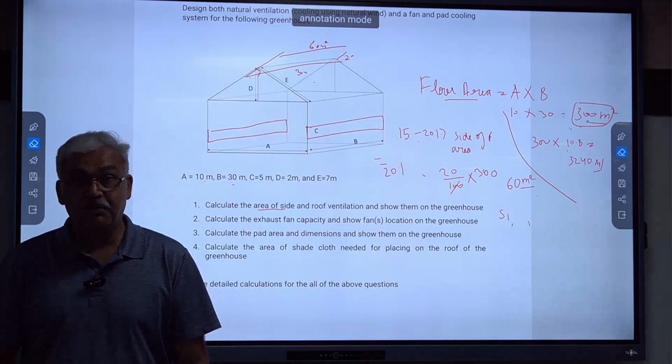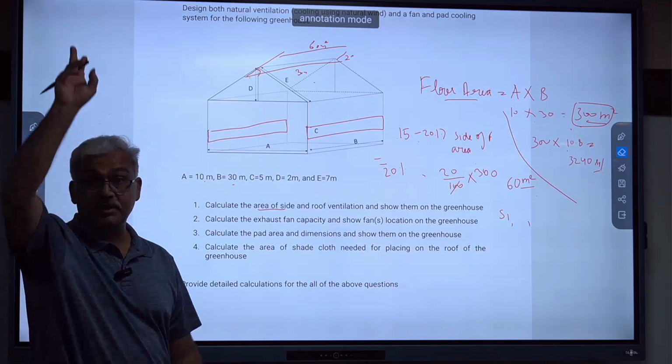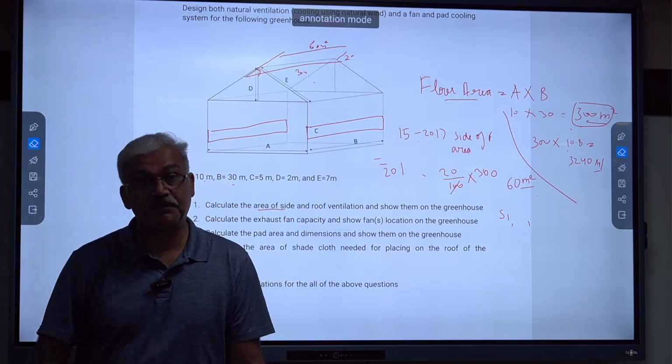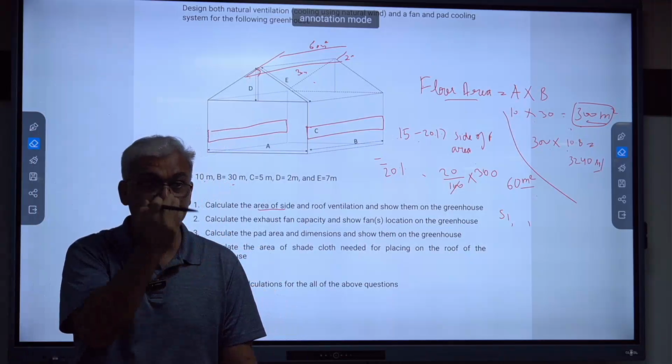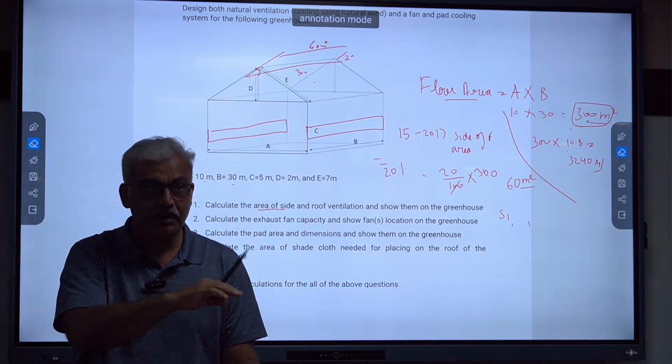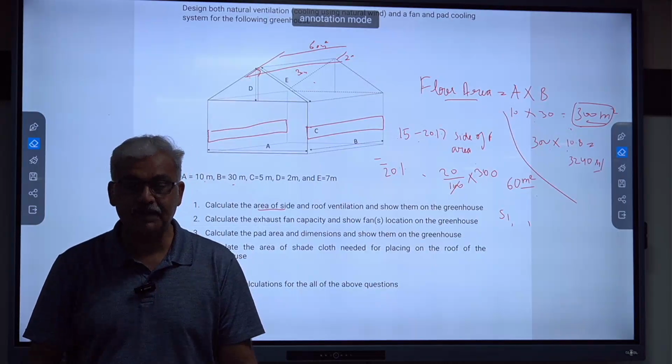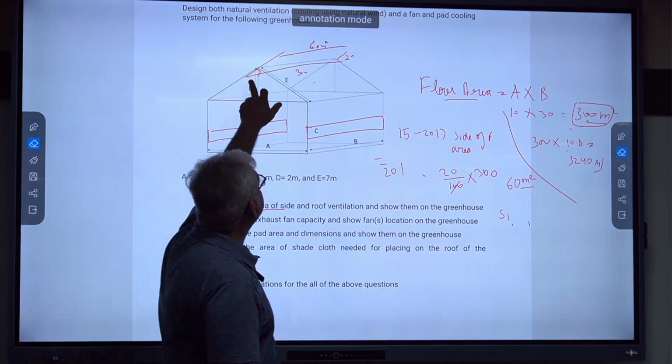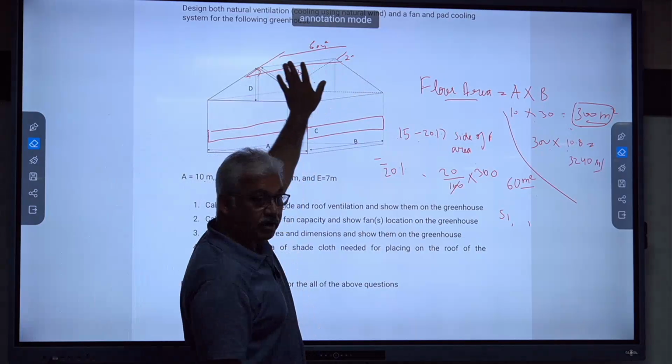You did not understand the upper one? Okay. What is the formula for this roof ventilation? 20%, right? Either you take 15 or 20%, they took 20%. So 20% of 300 is 60 meters square. So I need to show 60 meters square for that ridge vent.